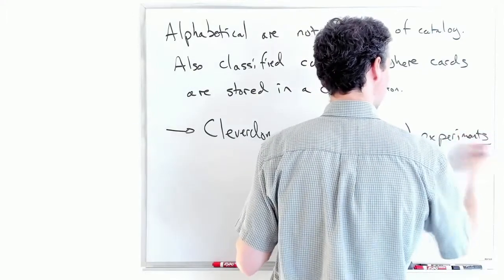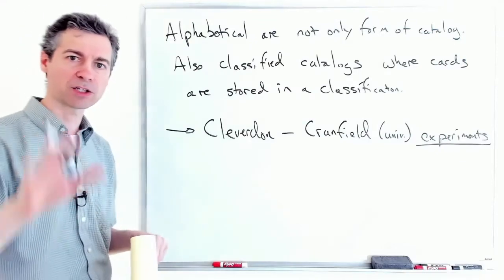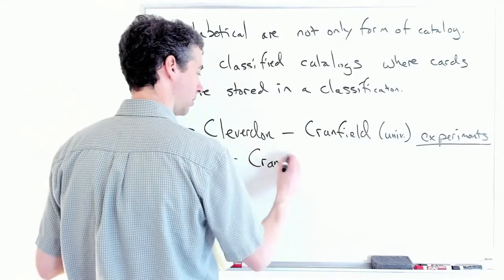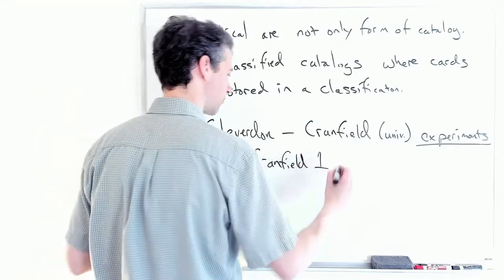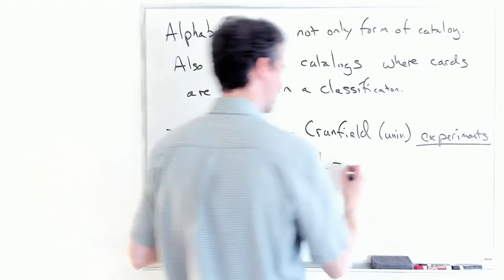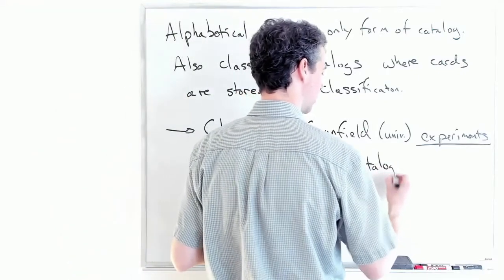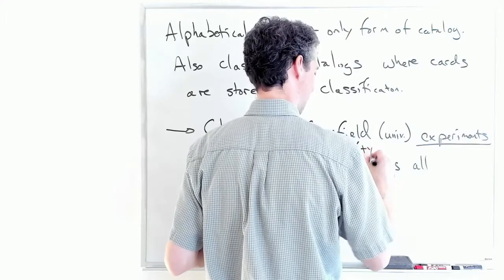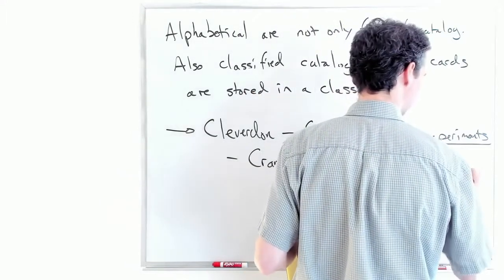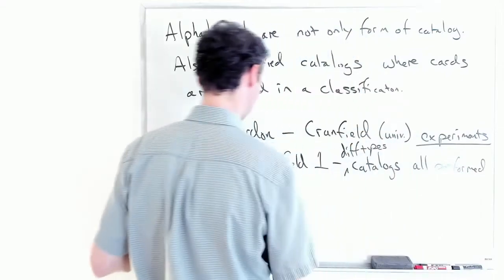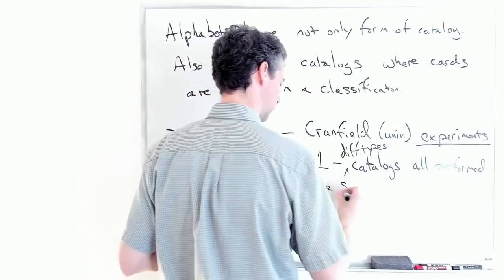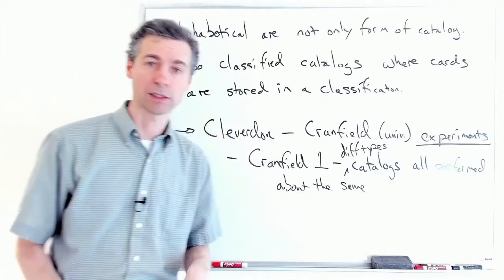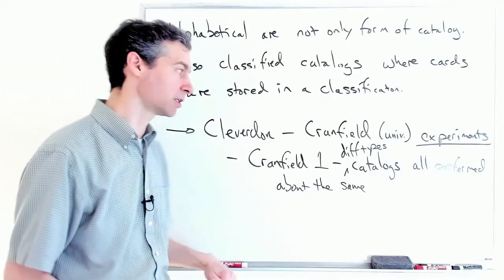But a big thing is these were experiments. These were ways to actually measure and find out what was working better. And his first set of experiments, called Cranfield 1, the big thing here is that he basically found that the different types of catalogs all performed about the same. So these people arguing my catalog's better than your catalog, it was bunk. There really wasn't any difference.